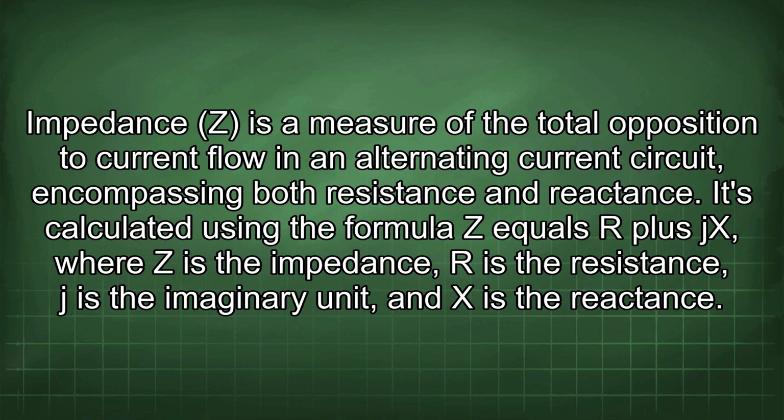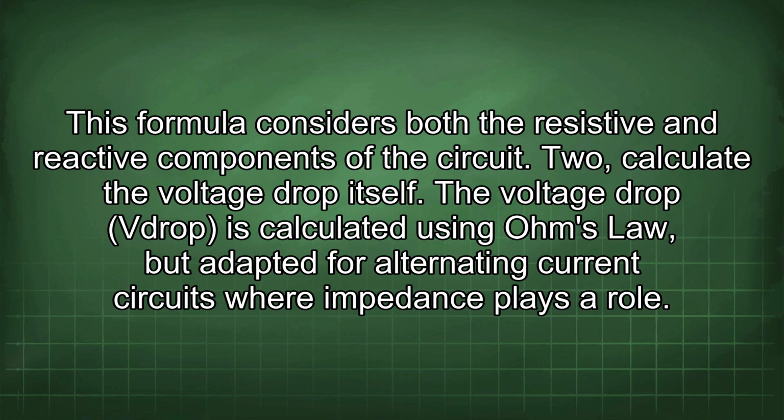Impedance is a measure of the total opposition to current flow in an alternating current circuit, encompassing both resistance and reactance. It's calculated using the formula Z equals R plus jX, where Z is the impedance, R is the resistance, j is the imaginary unit, and X is the reactance. This formula considers both the resistive and reactive components of the circuit.